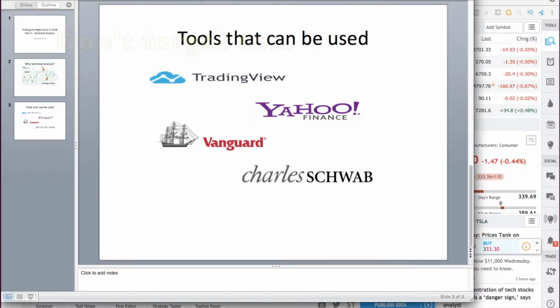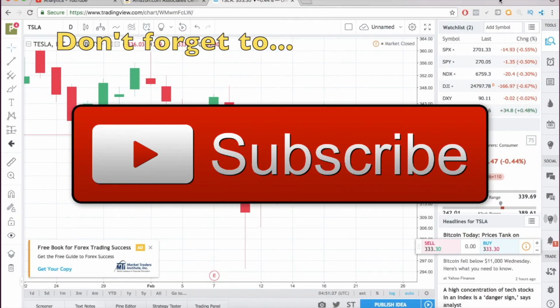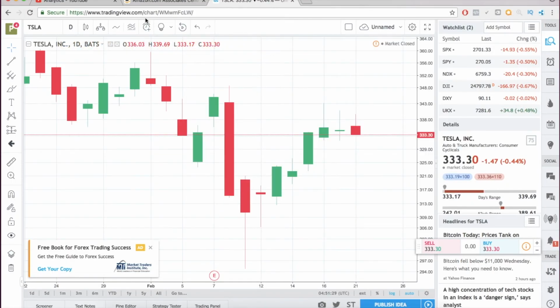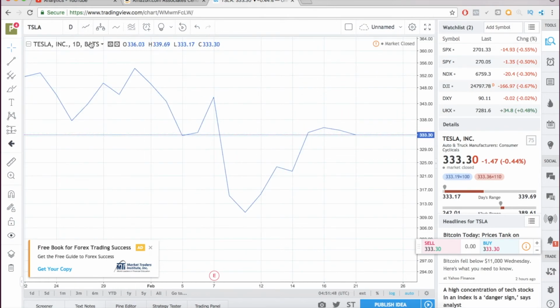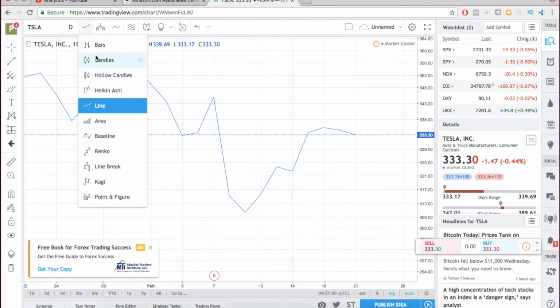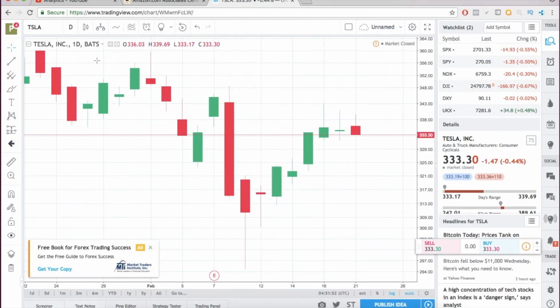So let me get out of here, and we're going to go straight into TradingView.com. And you're going to find a box right here, and you're going to type in TSLA, which is the ticker for Tesla. And so the way we're going to do this, we're going to use candle bars or candlesticks in our analysis. Some people actually use lines, but in my experience, I find candles to be a lot easier to read.